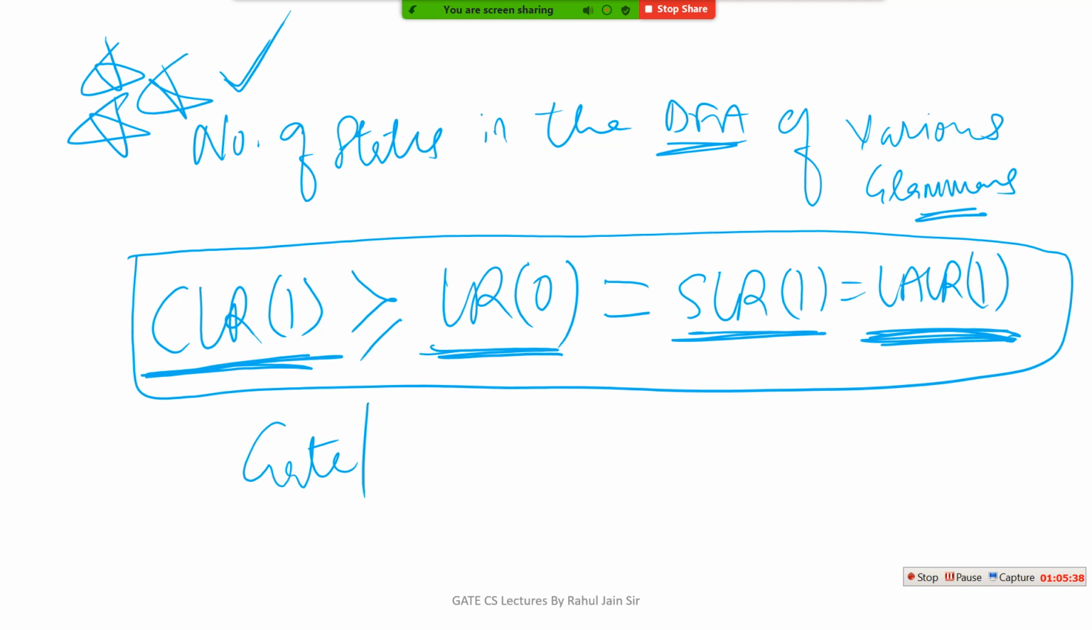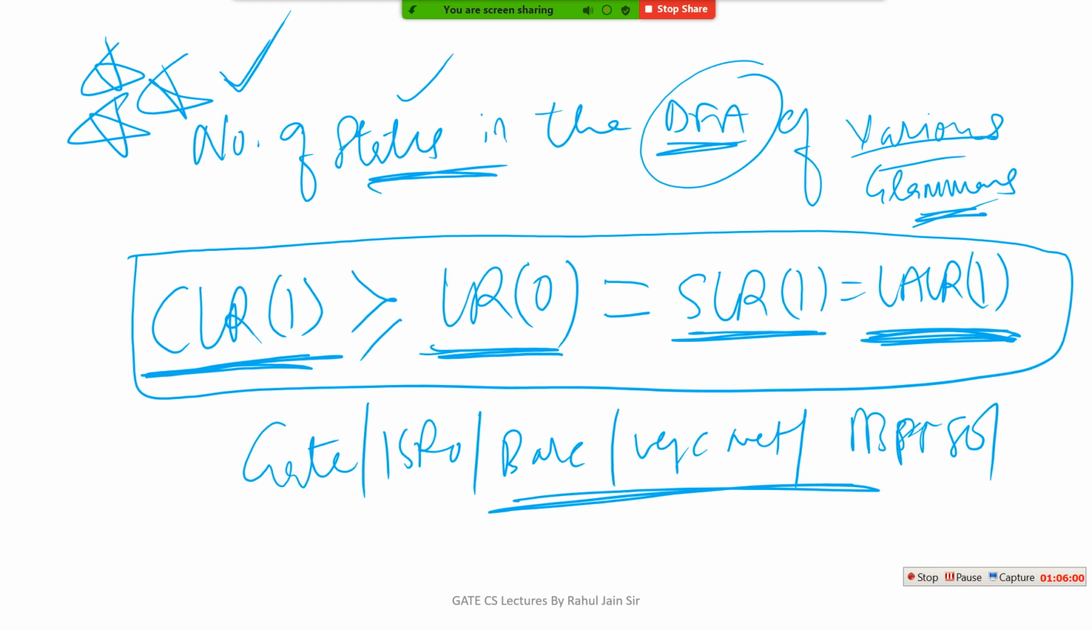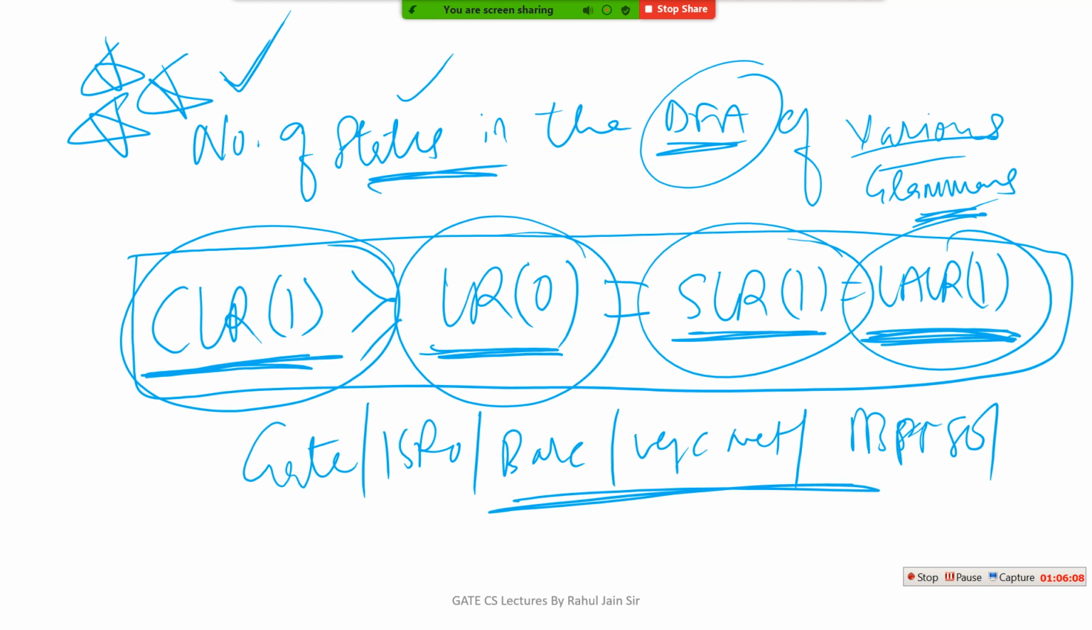GATE has asked this question twice directly on the basis of the number of states. ISRO, BARC, UGC NET, IBPS SO, and every kind of exam has asked this kind of question directly on the basis of the number of states in the DFAs of various grammars. So make note of it: the number of states in CLR would be greater than LR0, SLR1 and LALR1, but the number of states would remain equal in LR0, SLR1 and LALR1.